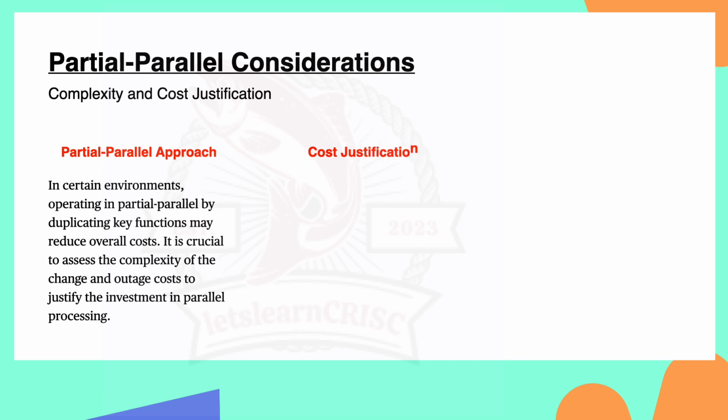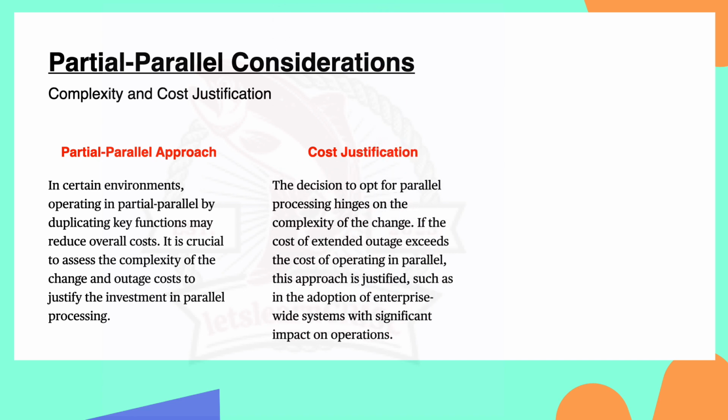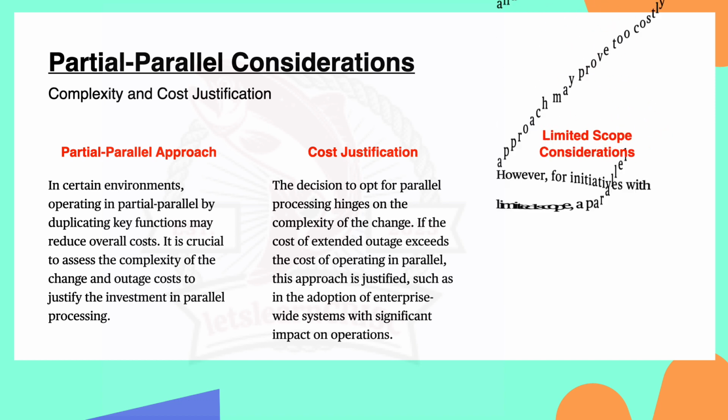Similarly, next is about the cost justification, which means that deciding whether to use a partial parallel approach depends on comparing the cost of extended system outage with the cost of operating both systems simultaneously, right? For example, if your company is adopting a new system that significantly impacts day-to-day operations, the cost of potential downtime might be high. So in such cases, it is justified to spend extra money on a parallel approach to avoid business disruption, right? Next is about the limited scope consideration.